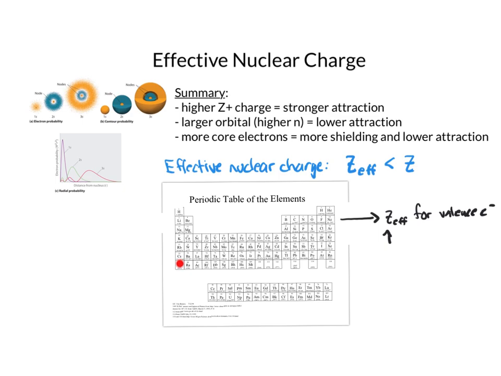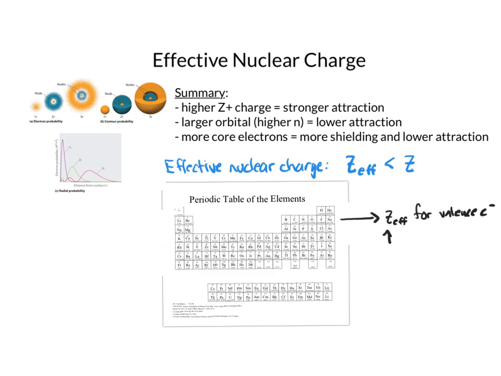However, as I go down the column, the valence electrons are in larger and larger n shells. Lithium's valence electrons are in n equals 2. Sodium, the valence electrons are in n equals 3. Potassium, n equals 4, rubidium, n equals 5, cesium, n equals 6, francium, n equals 7. And so the distance away from the nucleus gets larger and larger, and that decreases the attraction of those valence electrons for the nuclear charge.